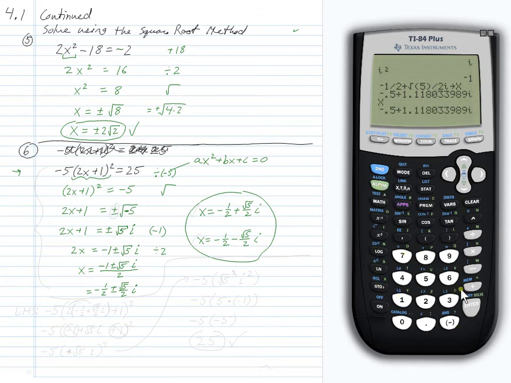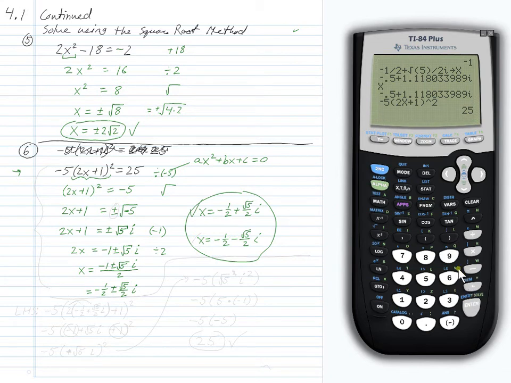Okay, let me clear everything out. Now if I type x, it'll deliver back to me that x value. So I'm going to use that, plug it into the original equation, -5 times (2x plus 1), all squared. And it turns out, when that is our x value, that left-hand side evaluates to 25. So that x value worked.